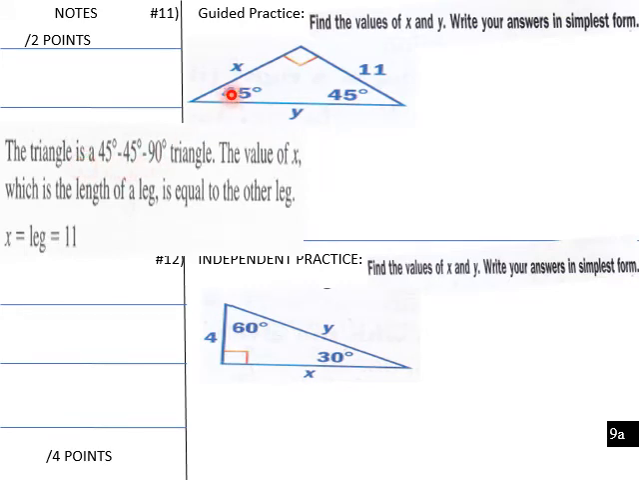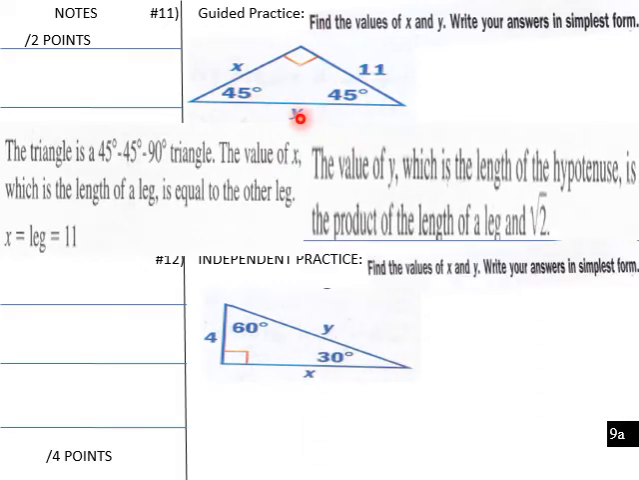So the triangle is a 45, 45, 90. The value of y, which is our hypotenuse, is the length of a leg. The value of x here, which is the length of a leg, is equal to the other leg. So we know that x will equal 11. We know that much. 45, 45, 90. So we know this equals that. So now we need to find y.